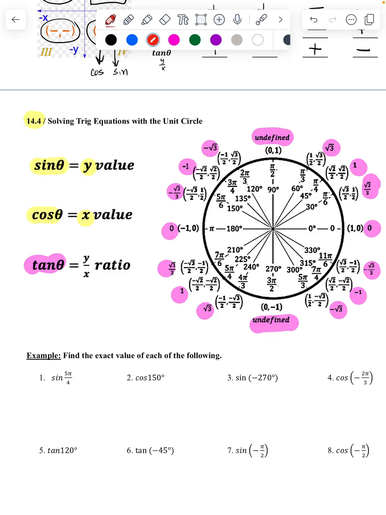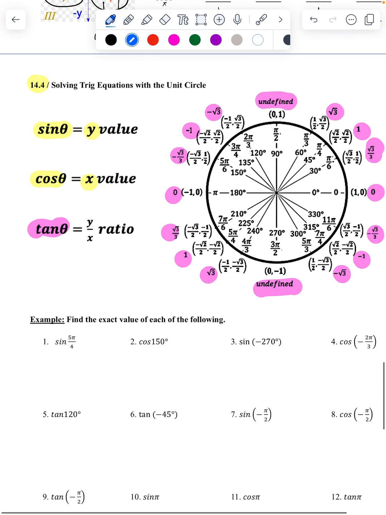So these first examples, and there's a lot of them, so I'm not sure if I'll go through all or not. It says find the exact value, meaning off of the unit circle, leave it as a square root, don't change it to a decimal. It's basically telling you where to go and what to find. So this is telling you to find y at this location.